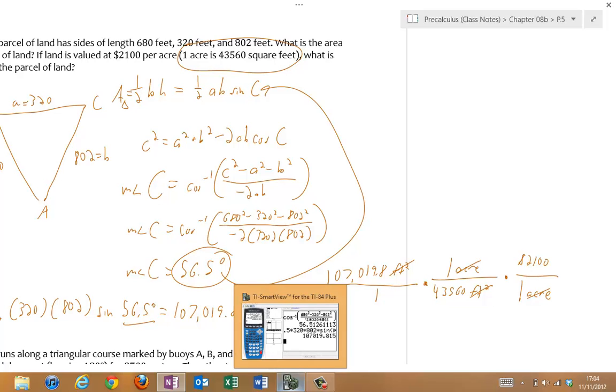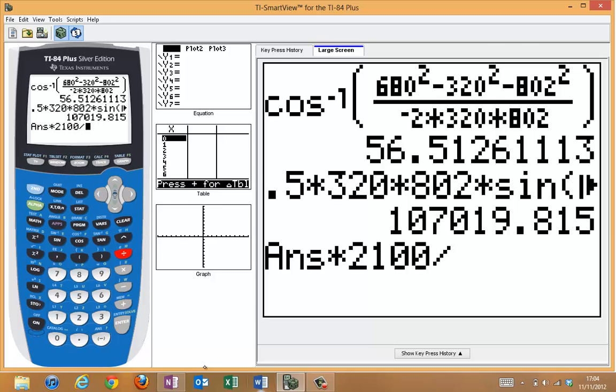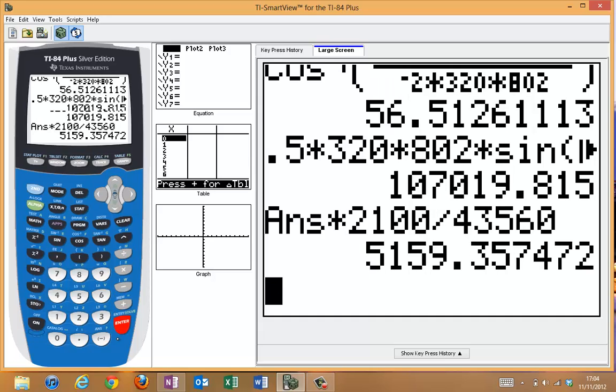I'm going to go back to my calculator and say that this is going to be times. Notice how it took the answer from the previous one and said times. We want 2,100, but then divided by the 43,560. And my cost is 5159.3. We'll be evil and round up and say 0.4.